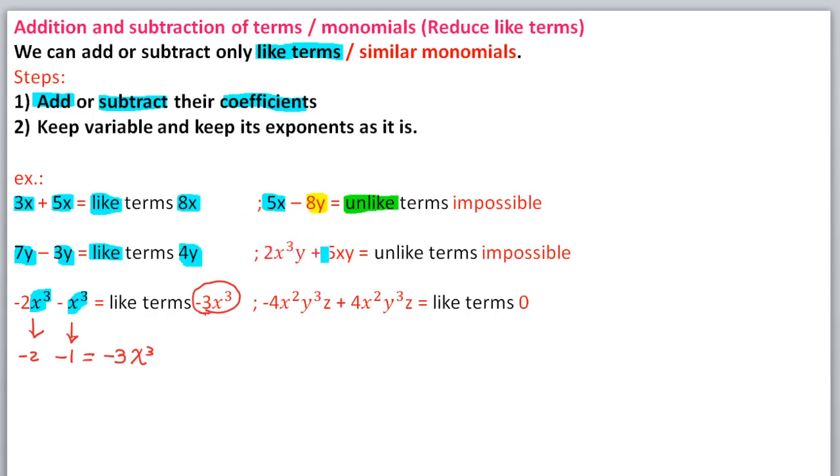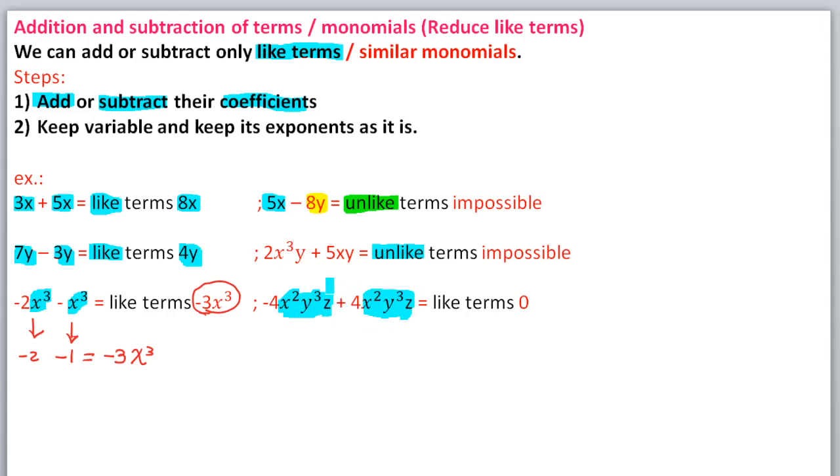2x cubed y plus 5xy. They are unlike terms. It's clear that they are unlike terms. Here we have x cubed, here we have x. Minus 4x squared y cubed z plus 4x squared y cubed z. Okay, so let's check if they are like terms. X squared and x squared. Y cubed, z, z. So they have the same variables, same exponents, so they are like terms.